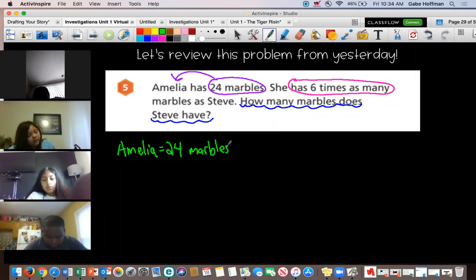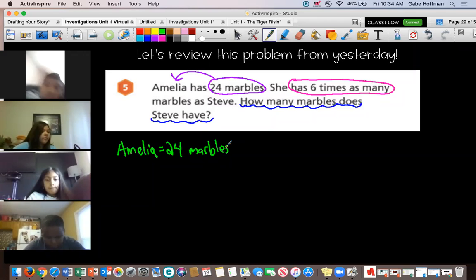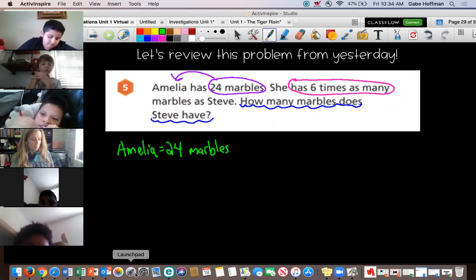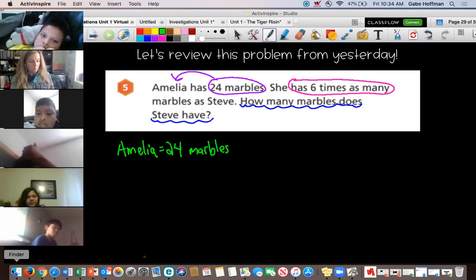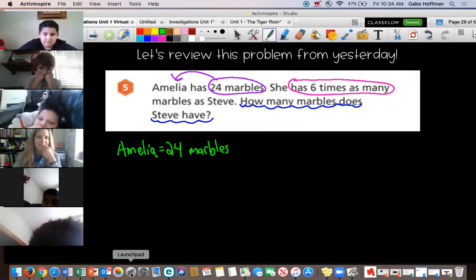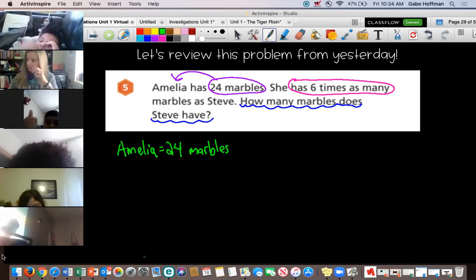What this is asking us is tricky. We have to pay close attention because it says she has 6 times as many as Steve does. So who has more marbles? Give me a thumbs up if you think Amelia has more marbles. Thumbs down if you think Steve has more marbles. So we're kind of split between the two.